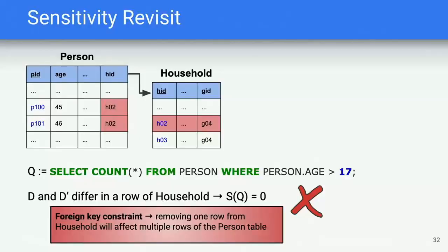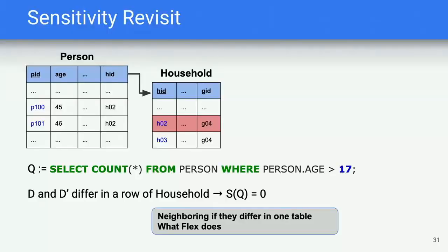But we can all understand that this is not what should happen in reality, because we see that this house over there has these two people living there. So if I remove this house, then my sensitivity should be 2, not 0. This happens because of foreign key constraints: when we remove something from the primary private relation, other tuples are removed as well. This is not captured by saying that neighboring databases just differ in one table.